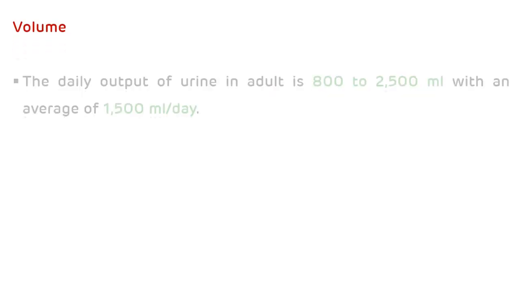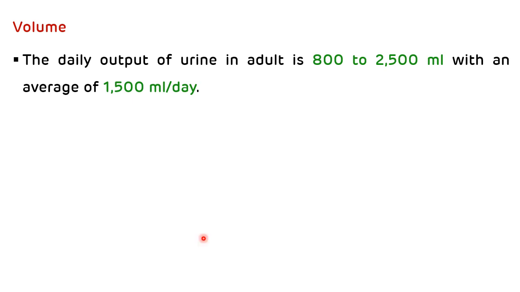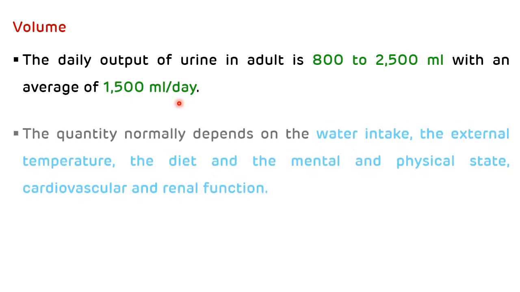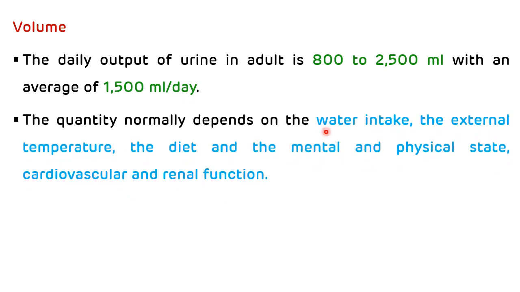So first we will see the volume of urine. The daily output of urine in an adult is 800 to 2500 ml with an average of 1500 ml per day. The normal quantity depends on water intake, external temperature, diet, and the mental and physical state, cardiovascular and renal function.